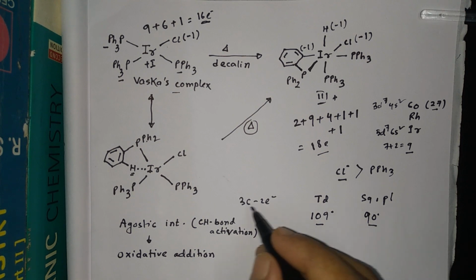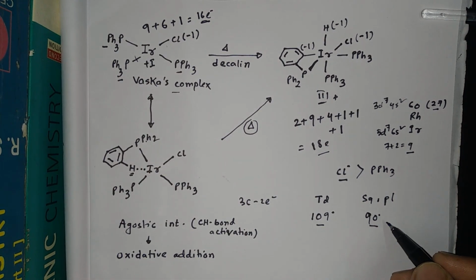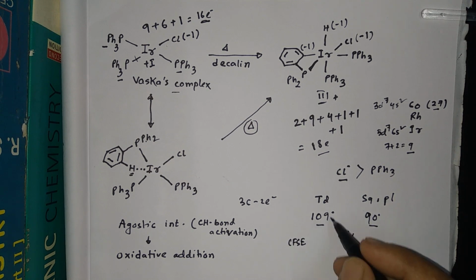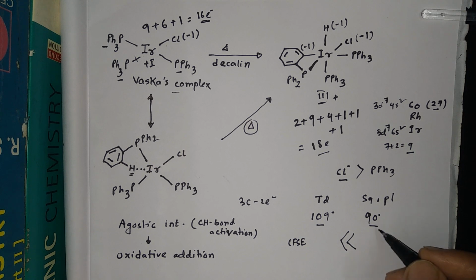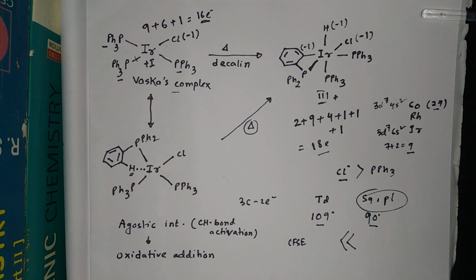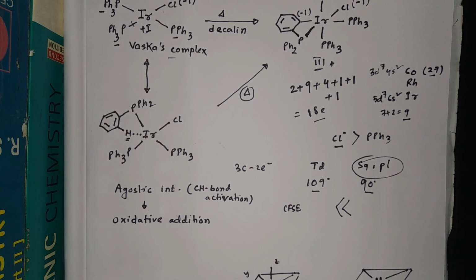But the problem is that a 5d element has a very big size, and hence the 90 degree bond angle does not matter. So it does not produce so much steric interaction. But for the CFSE gain, the square planar is much greater than the tetrahedral. So for the CFSE gain, it will choose the square planar geometry. So 5d and 4d orbitals generally choose the square planar geometry rather than the tetrahedral geometry.